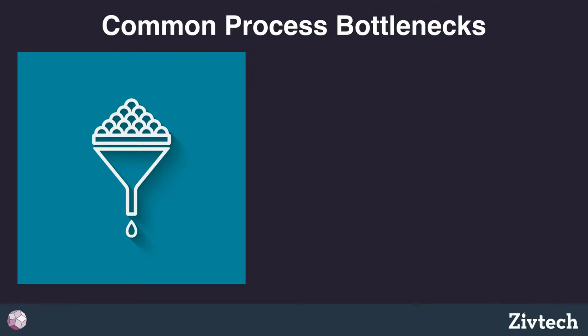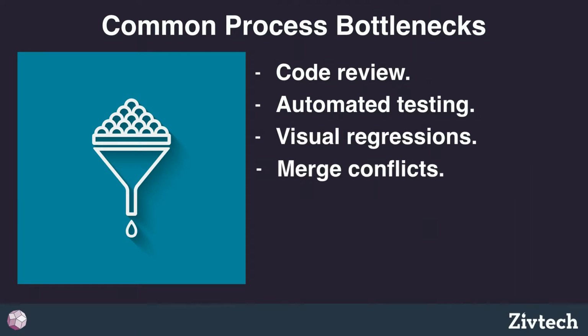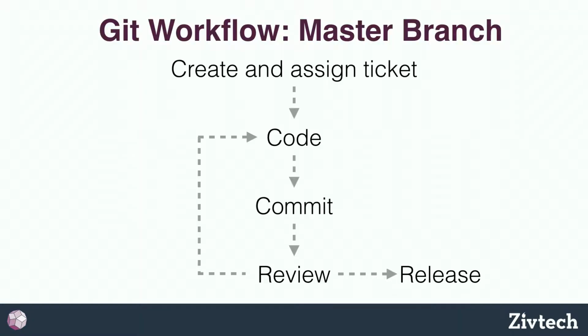So what are these common process bottlenecks? Code review, automated testing, visual regressions, merge conflicts, client review, change requests, and then we rinse and repeat this ad hominem. So typically, the beginner Git workflow is to create a repository. You have a master branch. You might have a development branch, production branch. Typically, your code goes from what you're working on into production, maybe just to master. This works to some degree, but not great for larger teams.